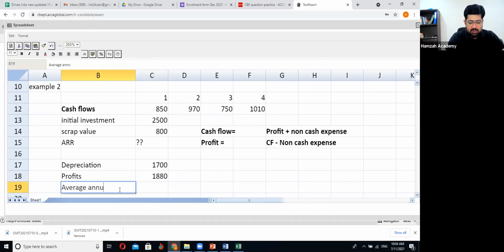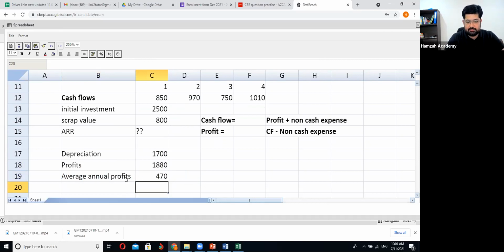Average annual profits: this divided by number of years. Total profit divided by number of years, 4. Average investment: initial investment plus scrap value.